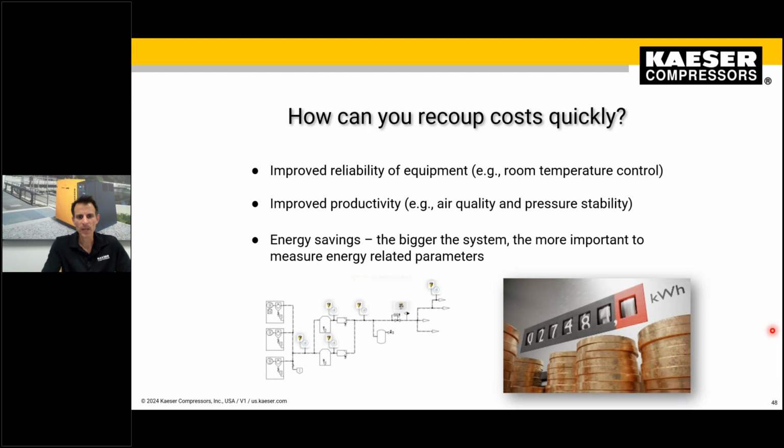So how can you recoup these costs quickly? Definitely with improved reliability of equipment. We talked a little bit already about room temperature, and improved productivity in regard to air quality or pressure stability. So this is going to have that pressure dew point involved, or perhaps additional pressure sensors downstream, so we can try to balance that station. And in general, energy savings is always key, right? Andrew mentioned how expensive it is to generate compressed air. So the bigger the system, the more important to measure energy-related parameters.